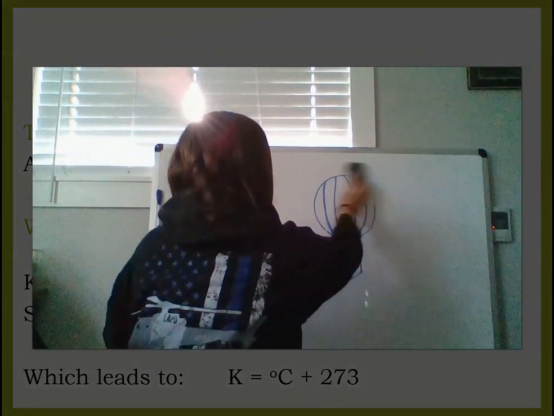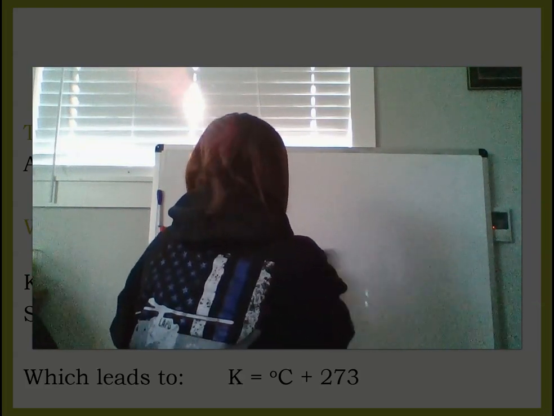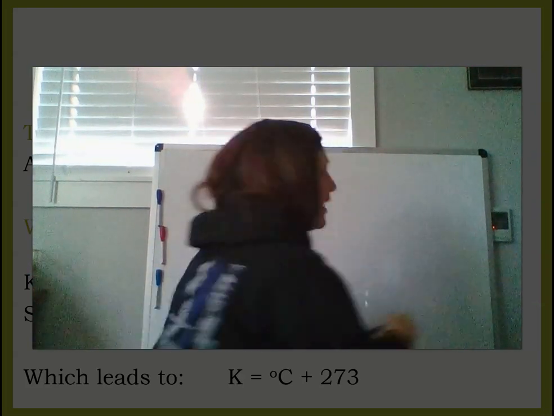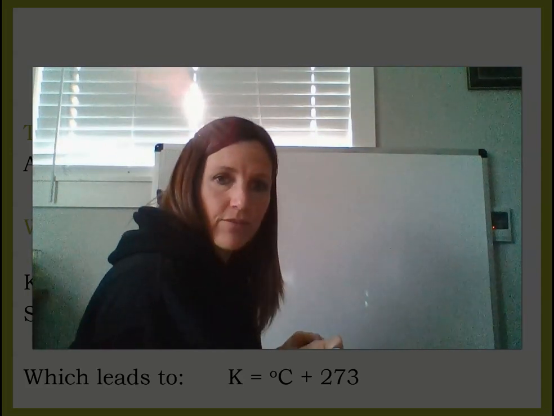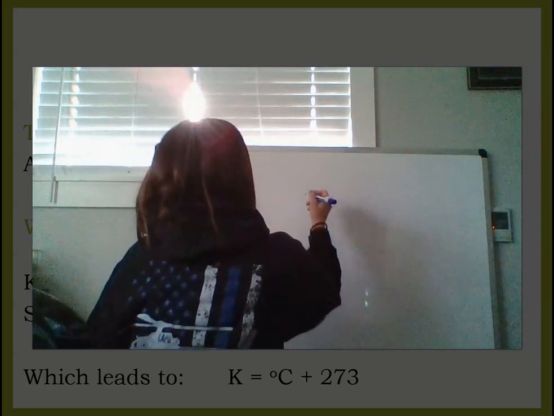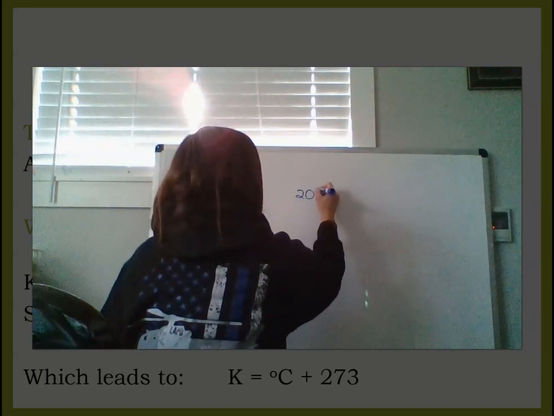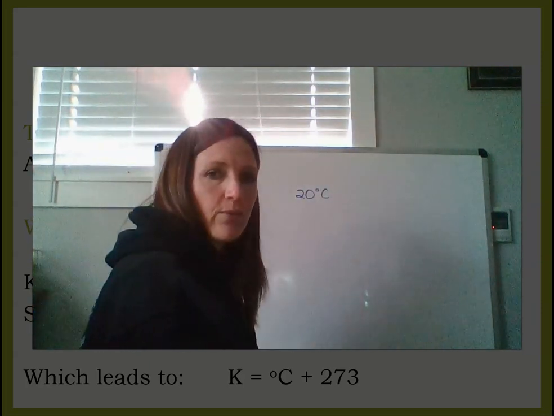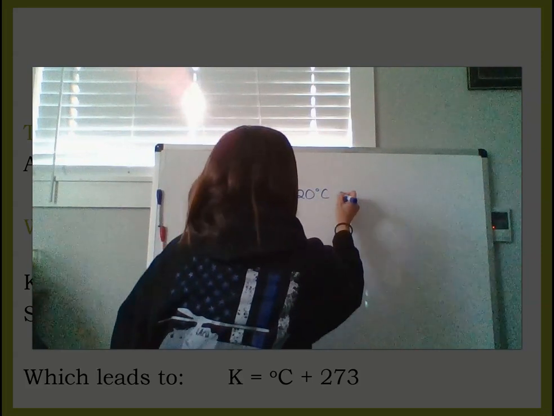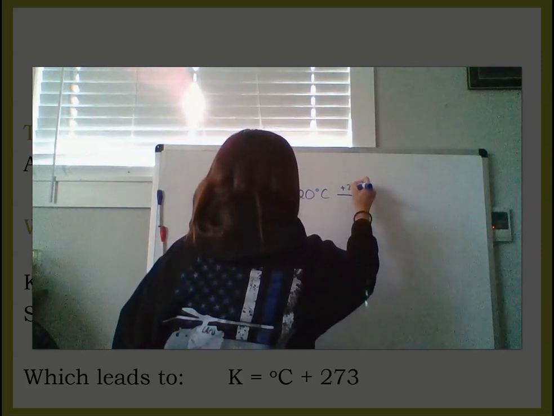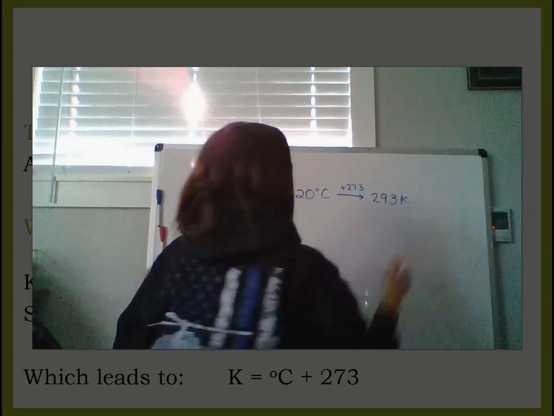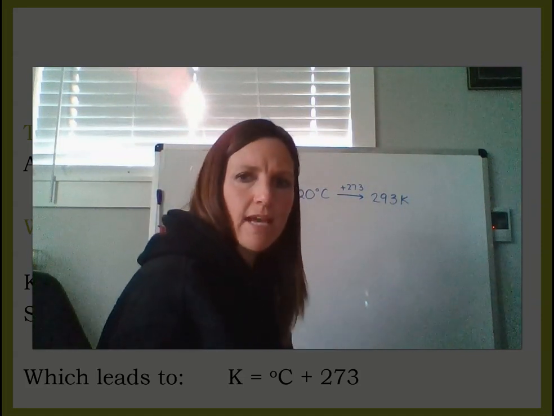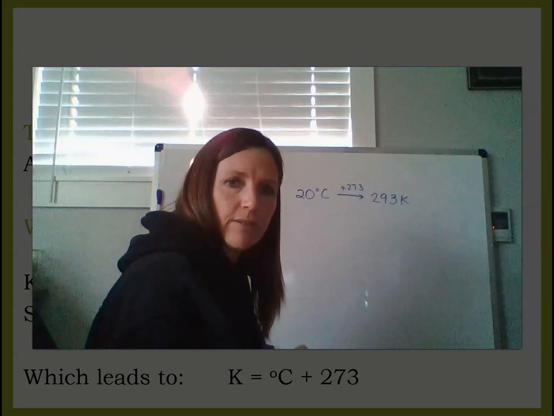So what we do is pretty simple, actually. Whatever the degree is in Celsius, we're going to add 273 to that to get to Kelvin. So if something is 20 degrees Celsius, and I want to change that to Kelvin, I'm just going to add 273 to get 293 Kelvin. Now, Kelvin does not have a degree sign with it. It just is 293 Kelvin.